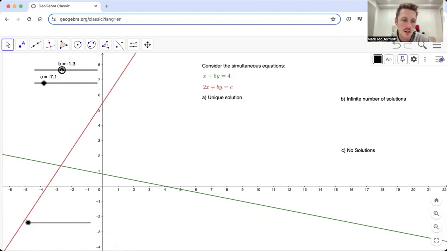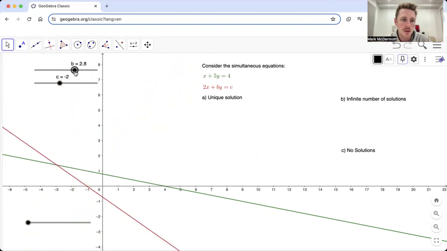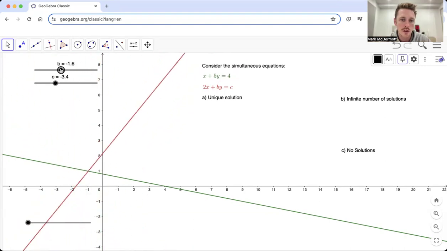You can see as I change the value of b and c, different things happen to the red line because the red line is the only one that has parameters in it, right? The green line is just a line that's fixed. Okay, so let's have a think how we can approach this.